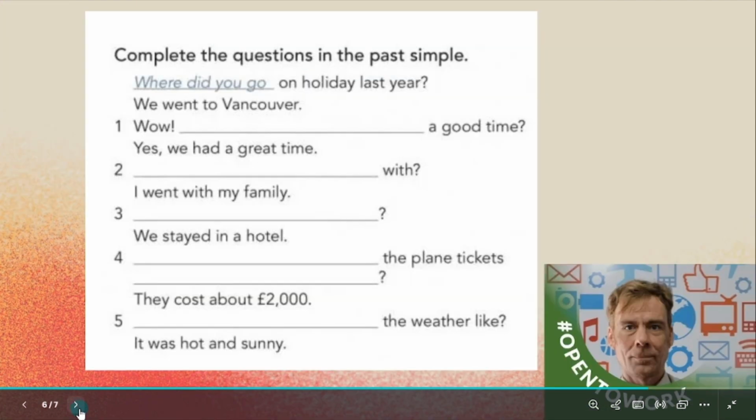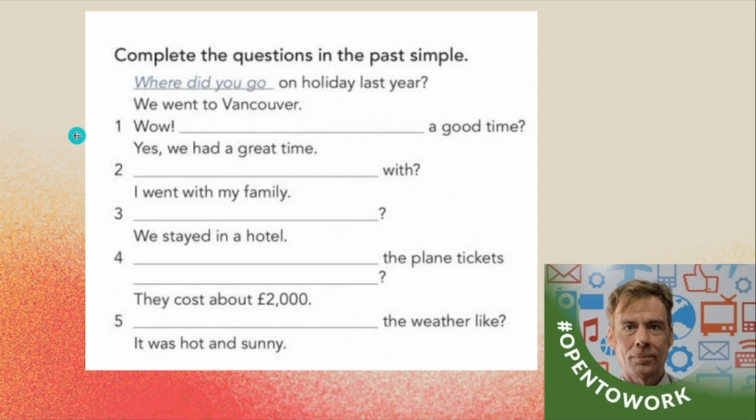All right, let's take a look at questions in the simple past. We're going to take a look at some questions about a vacation in Vancouver. This is actually really simple to figure out. Let's look at the example. Where did you go on holiday last year? Your key to figuring this out is the answer. We went to Vancouver. Vancouver is a place, so the question word for places is where.